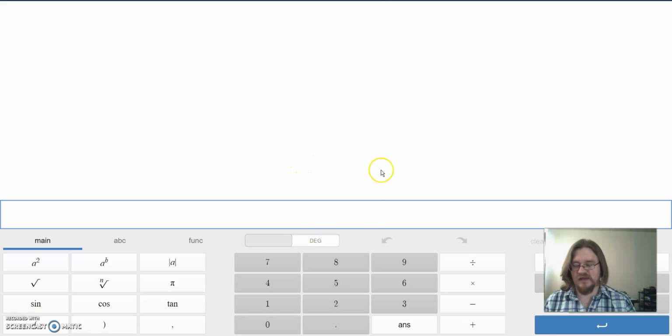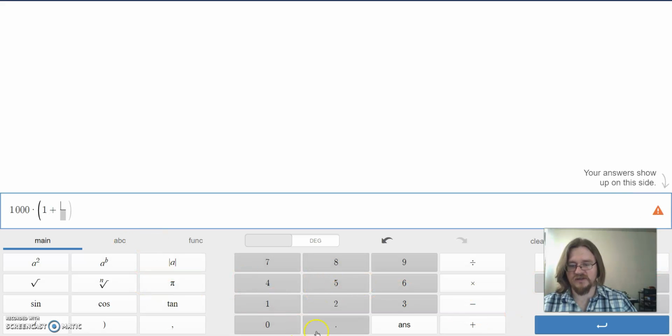So we're going to have 1,000 times, and then I'll add my parentheses. So it's going to be 1 plus, we're going to have a fraction. On the top of the fraction, it was 0.05. Bottom of the fraction, how many times are we compounding it annually? That's just 1. Let's add our parenthesis.